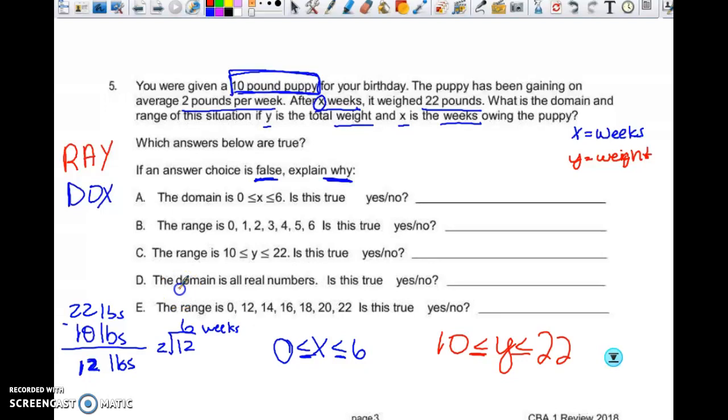So for example, D, the domain is all real numbers. Well, I know the only way it's all real numbers is if it's forever and never ending. And this clearly starts, the weeks we have him starting somewhere, and his weight starting somewhere. So think about that, answer the questions.